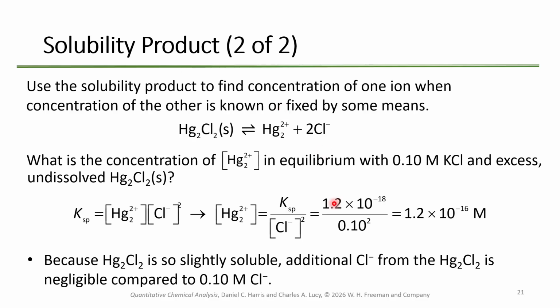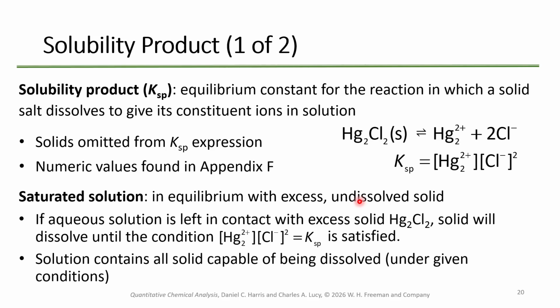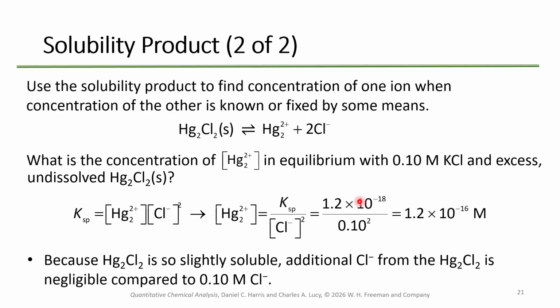Okay, so let's use the solubility product real quick. What is the concentration of mercury in equilibrium with 0.1 molar KCl and excess undissolved mercury chloride? So what we can do here is take our KSP. We can look that up in a book, i.e. the appendix, Appendix F, right? We can rearrange this so we put chloride, which is the common ion here, on one side, and then we have our mercury on the other.